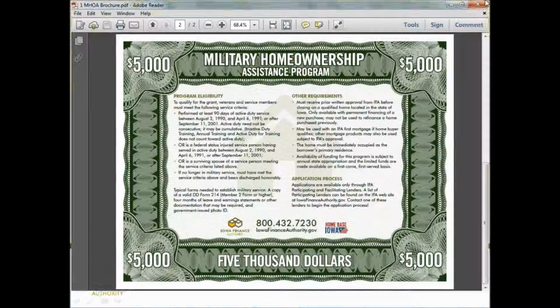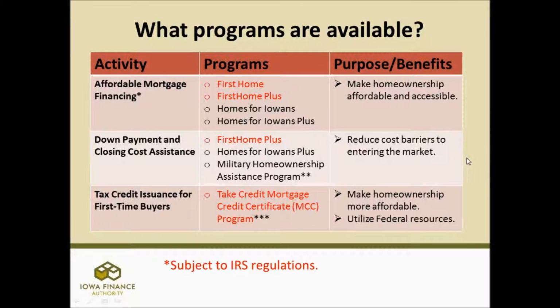We'll move back to our slides. And so that's the down payment and closing cost assistance activity that we engage in.